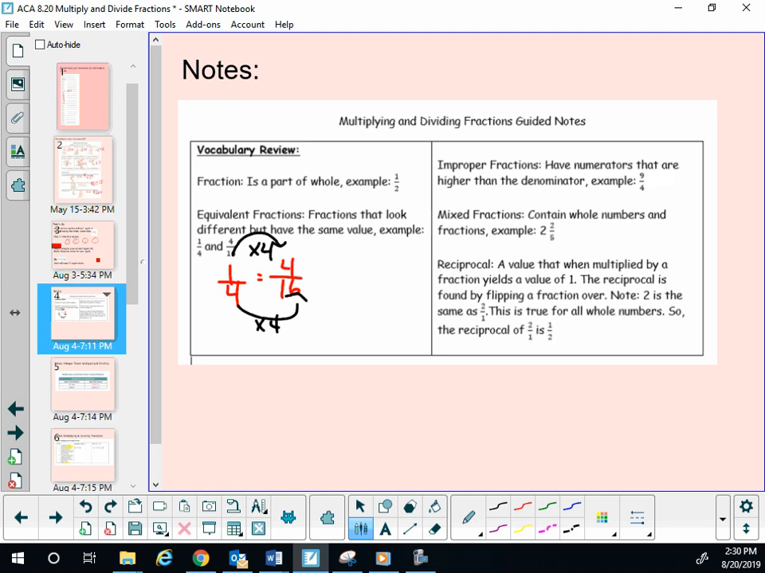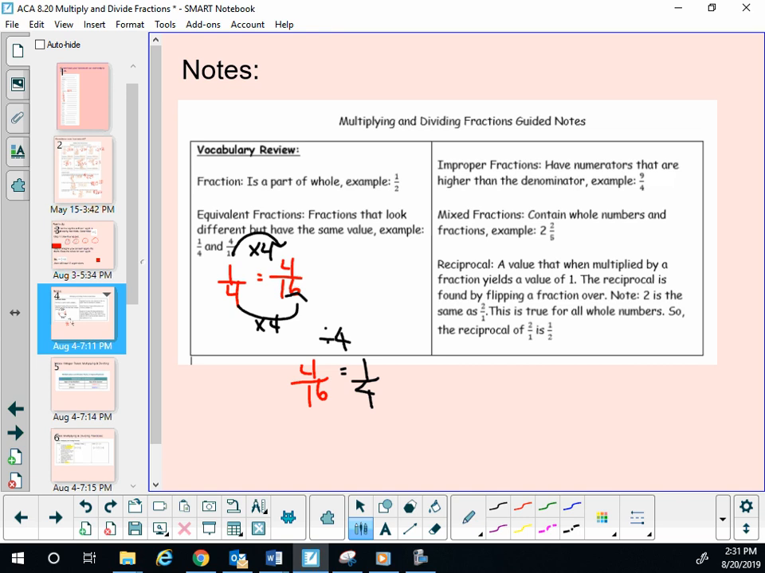You can also tell that it's equivalent because you can say 4/16, and can I simplify that? What can I simplify it by? By 4. So if I divide by 4, I get 1/4. So we can see that they are equivalent.